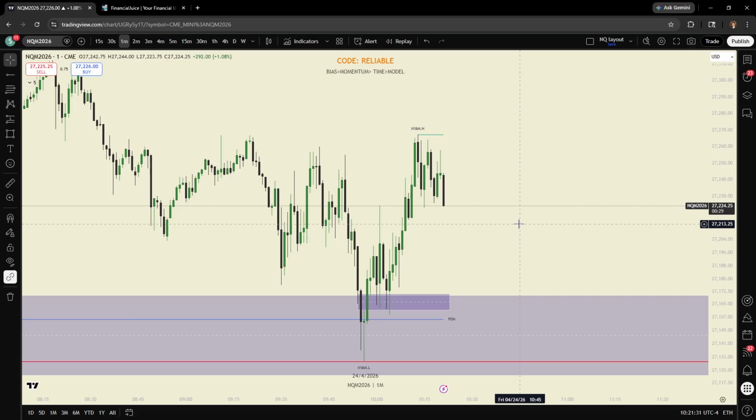Are we still bullish? No, I'd say we're neutral right now. I don't really know where price wants to go because there's not really a good draw on liquidity now.